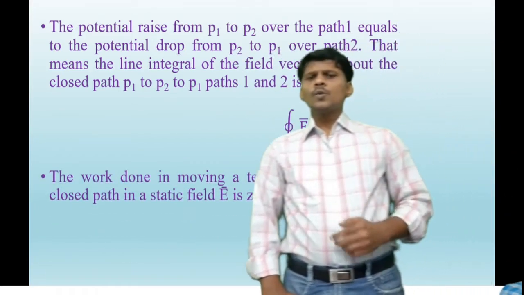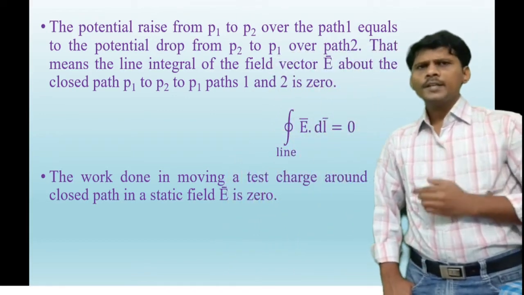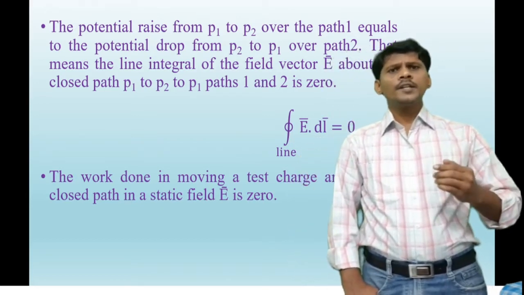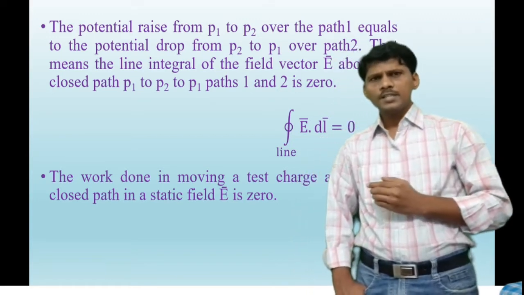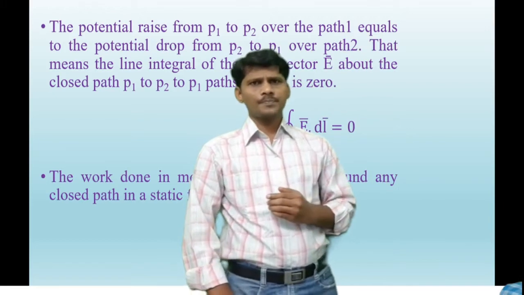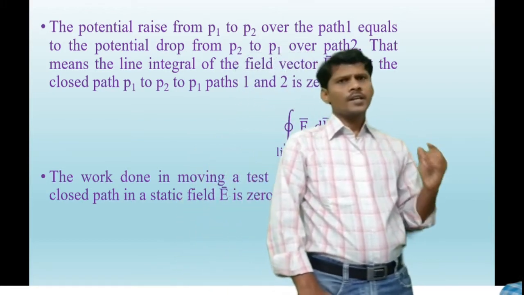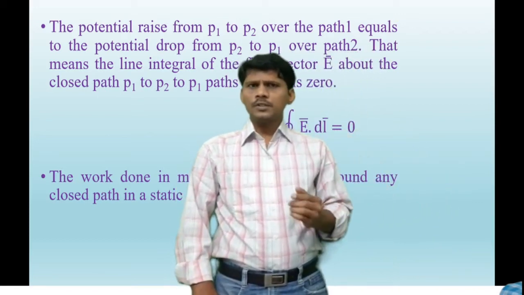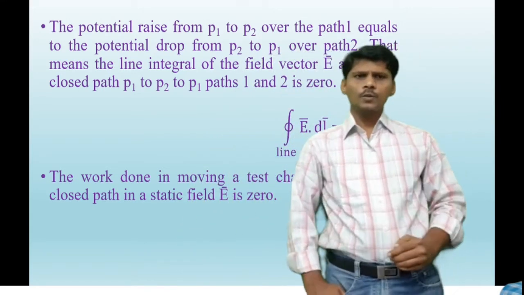In other words, the work done in moving a test charge around any closed path in a static electric field must be 0. So that is, closed line integral of E bar dot dl bar is equal to 0.